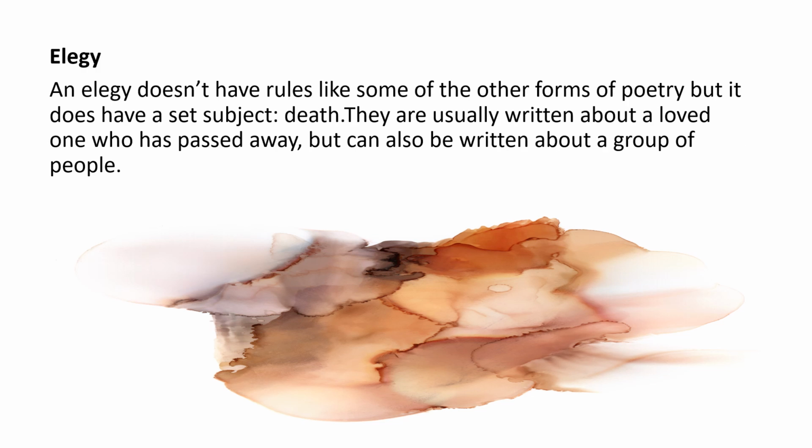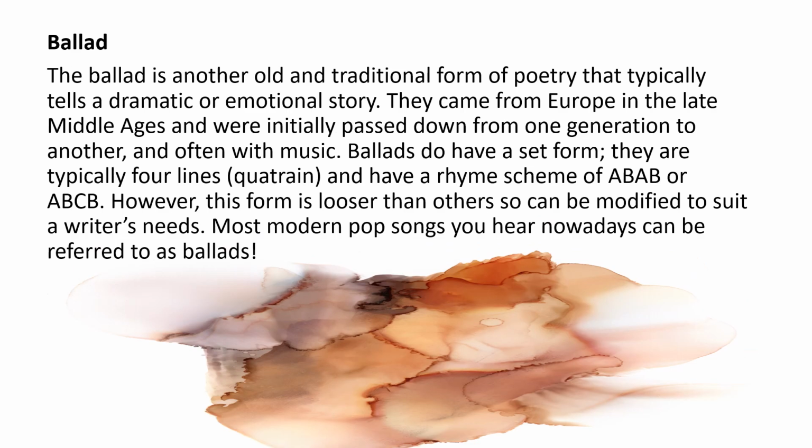Elegy. An elegy doesn't have rules like some of the other forms of poetry, but it does have a set subject, that it is a sad poem, that is death. They are usually written about a loved one who has passed away, but can also be written about a group of people, or even about a city, a monument, or even about, for example, a thing which is not working. Even if your mobile is not working, the elegy form nowadays is being written on these topics also. The popular elegy is written by Thomas Gray, that is Elegy Written in a Country Churchyard.